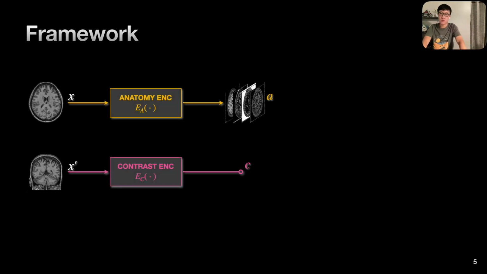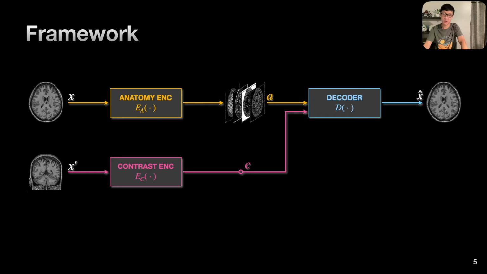We first introduce two encoder networks, the anatomy encoder EA and the contrast encoder EC. EA extracts anatomical information from image X and EC extracts contrast information from image X prime. Again, images X and X prime are just two different slices of the same 3D volume, so we don't need paired multi-modal images for training. We also have a decoder network that combines these latent representations A and C to generate a synthetic image X hat. So given this framework, we have three objectives.